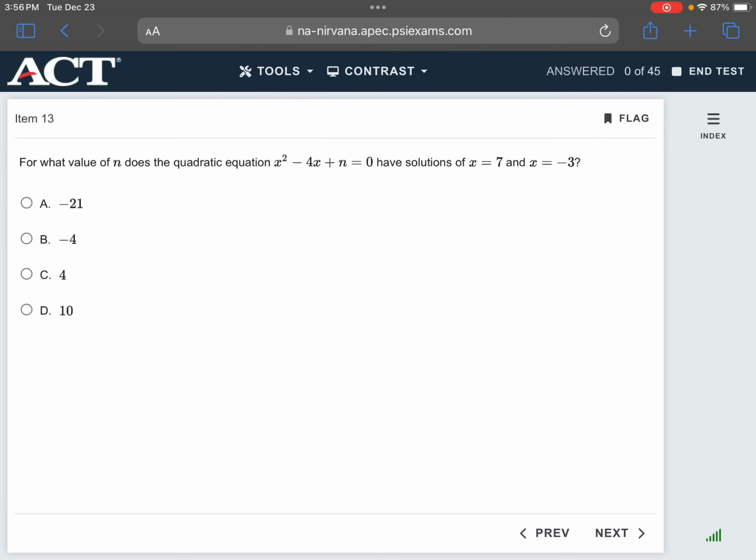All right, so our problem today says, what value of n does the quadratic equation x squared minus 4x plus n equals 0 have the solutions of x equals 7 and x equals negative 3? So there's a couple ways we can go about doing this. Desmos can help us a lot, but the quickest way to do this is to do it algebraically. So I'll show you algebraically first, and then I'll show you the Desmos hack to get through it.